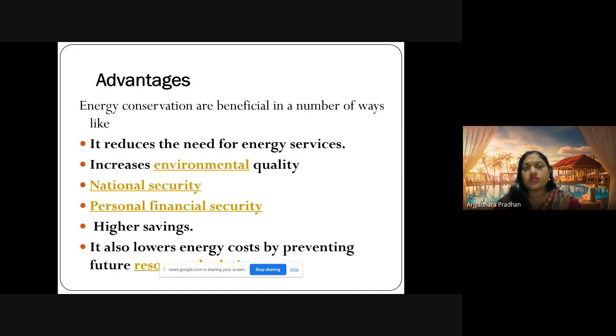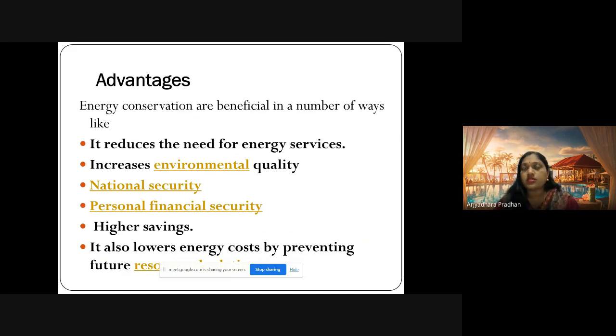Now we'll talk about the various advantages of energy conservation. So energy conservation is beneficial in a number of ways, like it reduces the need for energy services and increases environmental quality. If we consume less electricity, definitely the environmental quality can be improved, like less pollution will be there, less use of all kinds of appliances, like using AC, we are giving heat energy to the outside. So this creates global warming again, so that can be reduced. Also we are using vehicles with petrol, diesel, burning all these fossil fuels, so that can be again reduced.